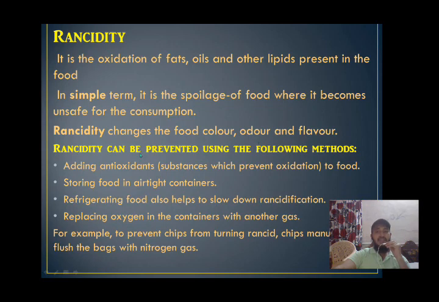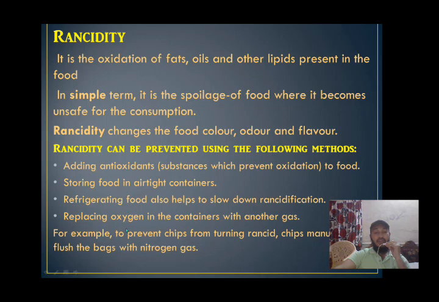There are some methods. If we use these methods, then we can prevent the food from spoilage. The first one is adding antioxidants. Number 2, storing food in airtight containers. Number 3, refrigerating food also helps to slow down rancidification. Means if we refrigerate our food, we can keep it for longer times. Next is replacing oxygen in the container with another gas.